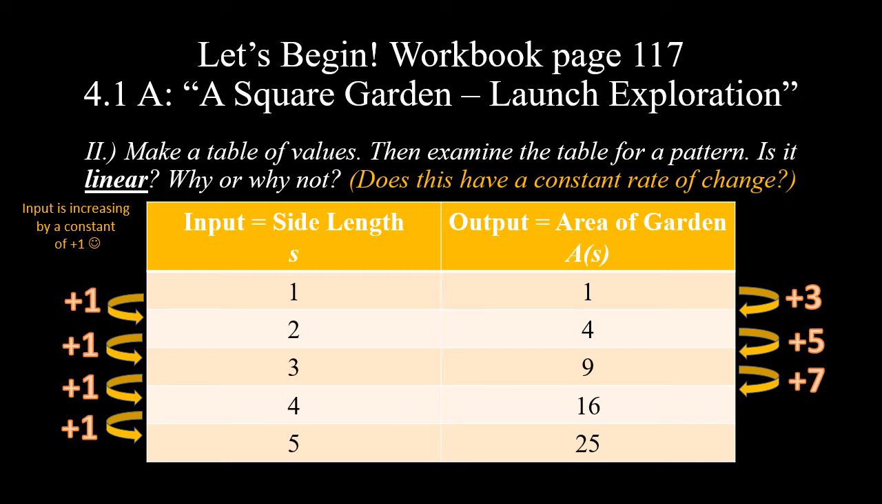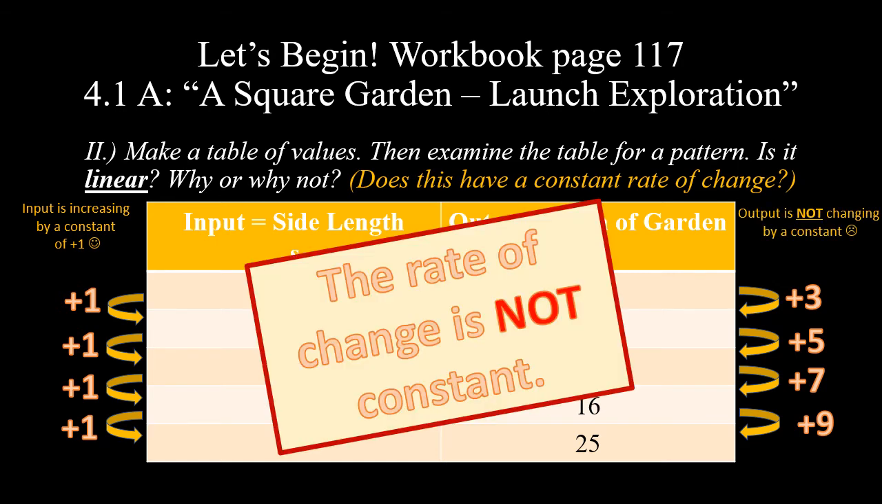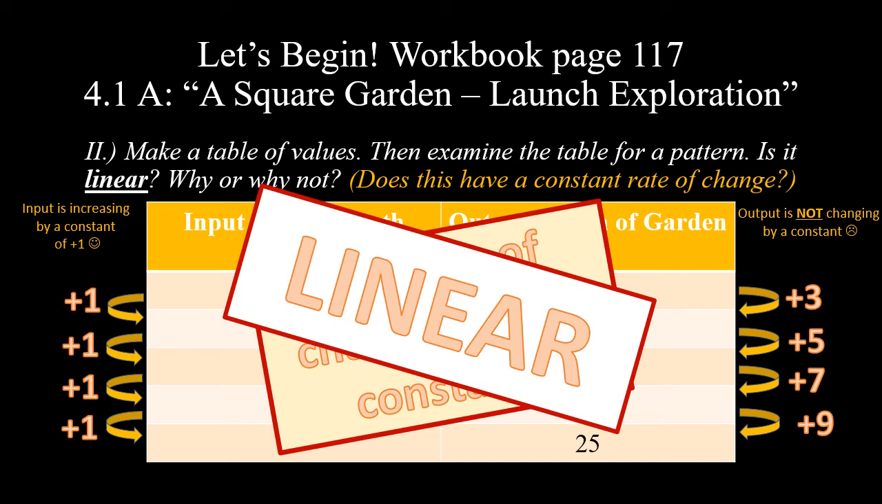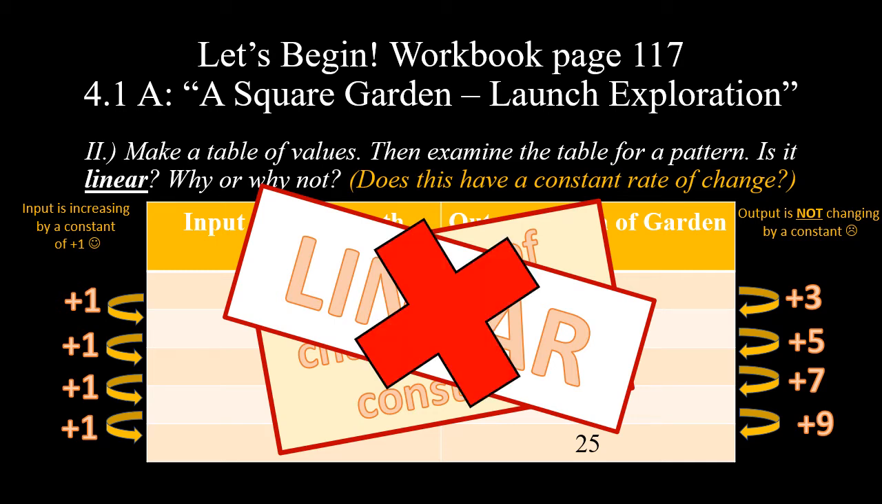To go from 9 to 16, oh, that's an increase of 7. And to go from 16 to 25, that's an increase of 9. So right away, guys, I know my output is not changing by a constant, which means the rate of change is not constant, and this is not linear. Okay, so it's not linear. Let's see if it's exponential.